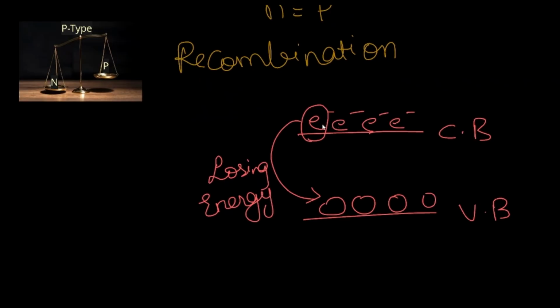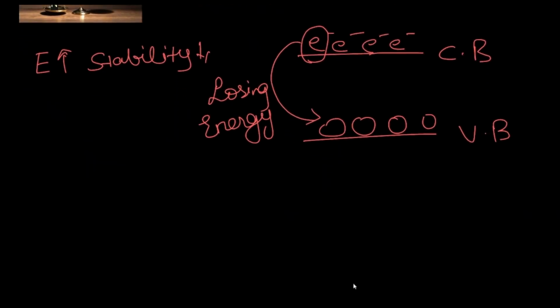Again, why does this electron do this? I mean, the electron gains some energy and goes to the conduction band, right? So why is it coming back? Because of stability reasons. Whenever the energy is more, the stability is less. So in order to gain stability, the electron tends to lose some energy and come back to the previous state. So the electron which was initially there is now coming back to the valence band and occupying this position.